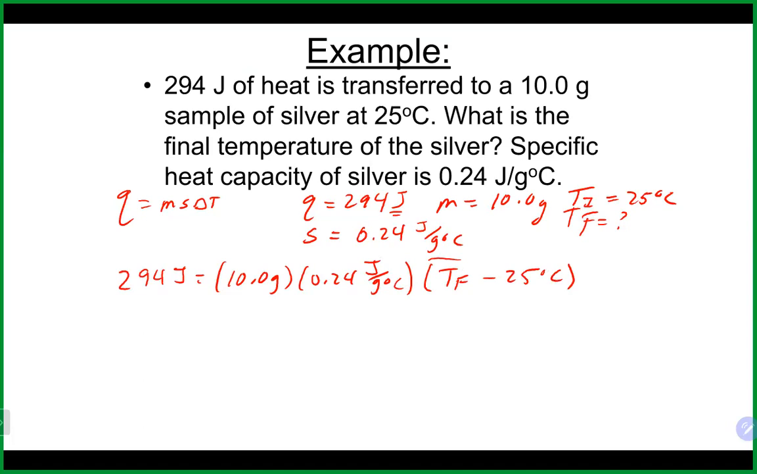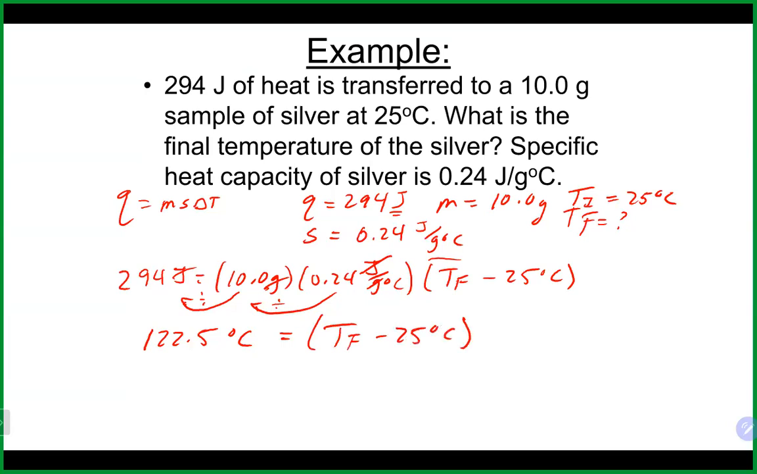Math-wise, we should divide everything to the left first, right? Before we tackle what's in the parentheses. So we basically want to divide that to that side, divide that to the other side as well. And if we do that at this point, 294 divided by 10 divided by 0.24 is going to give us 122.5. By the way, grams will be canceled at that point. Joules will be canceled at that point. That will be degrees Celsius equals final temperature minus 25 degrees Celsius.